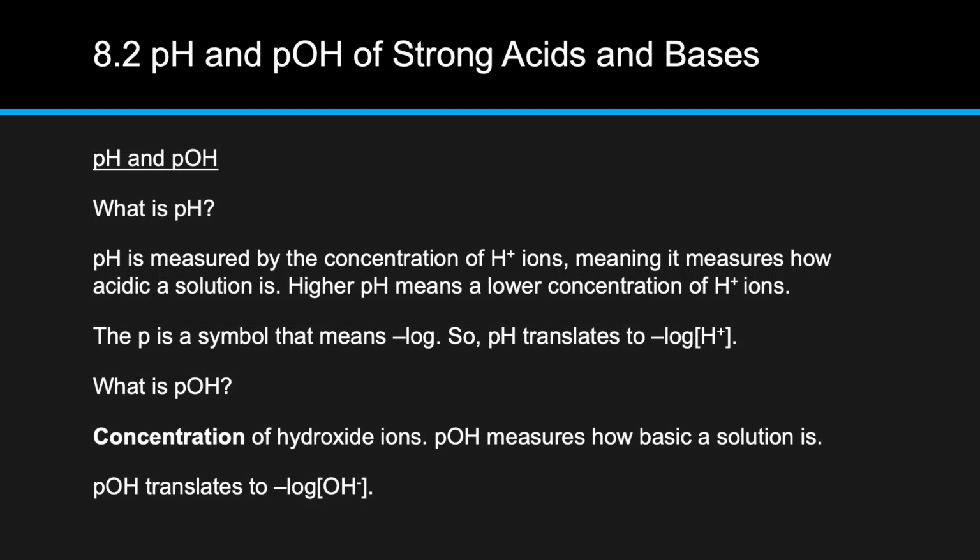So remember from our last lesson that pH measures how acidic a solution is based on the concentration of H+ or H3O+ ions. And pOH measures how basic a solution is based on the number of hydroxide ions. Both of these scales use logarithmic relationships, so the pH is equal to the negative log of the concentration of H+ ions, and pOH is equal to the negative log of hydroxide ions.